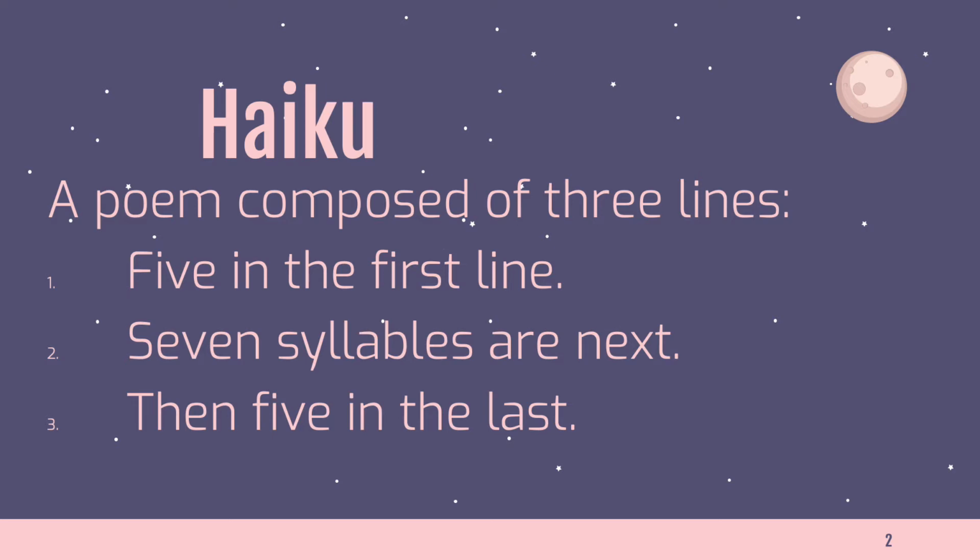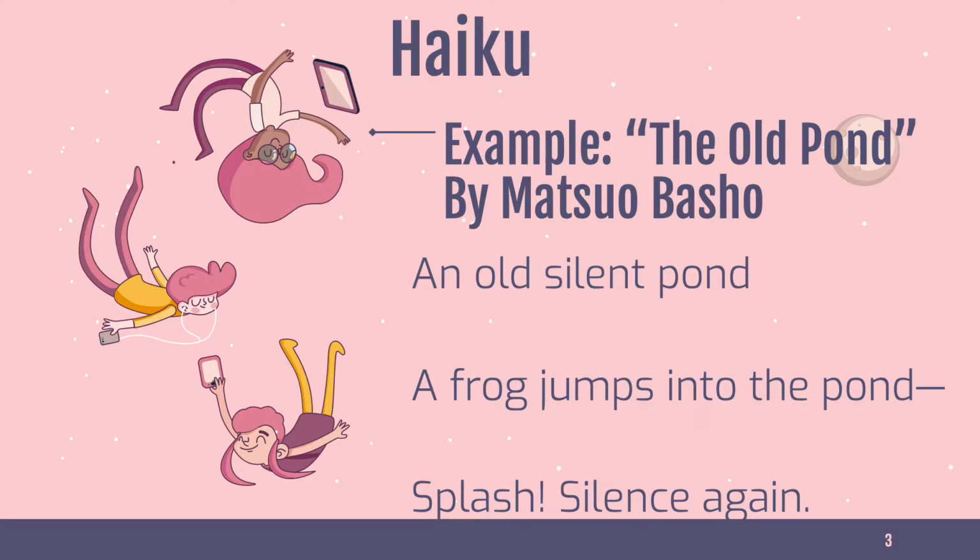like una línea. So here we have an example, The Old Pond by Matsuo Basho. An old silent pond, a frog jumps into the pond. Splash! Silence again. So we see again, we have 5 syllables on the first line, an old silent pond. 7 syllables on the next. A frog jumps into the pond. And 5 on the last. Splash. Silence again.